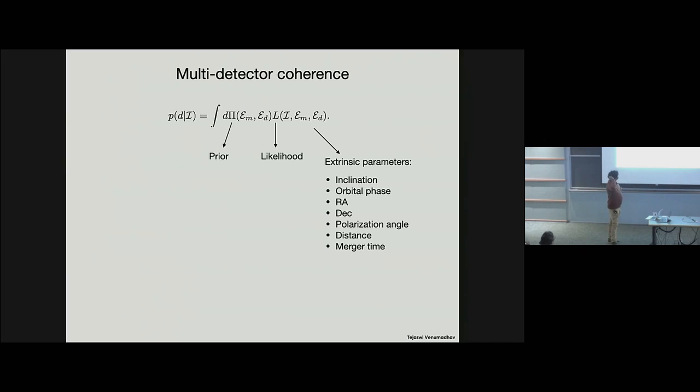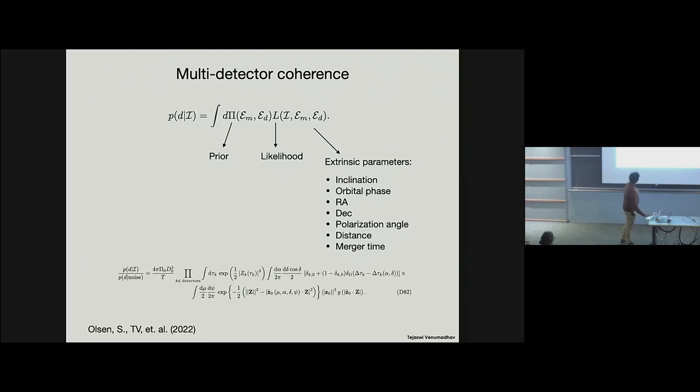So here we managed to figure out a clever, quick way to marginalize over all the extrinsic parameters. The extrinsic parameters are not the masses and spins, but all the other parameters which tell how the merger is oriented and arranged relative to you and where it is. Like the inclination, the orbital phase, the sky location, the polarization angle, the distance and the time. So you have to marginalize over all of these.